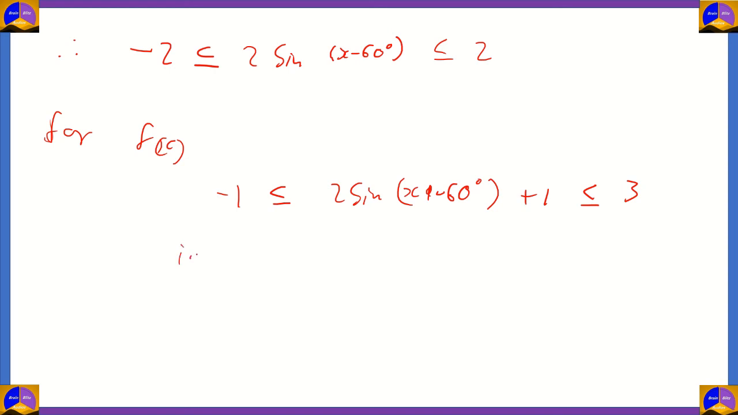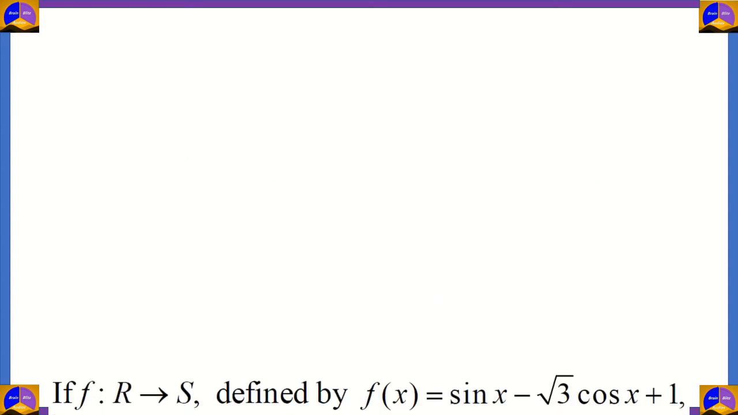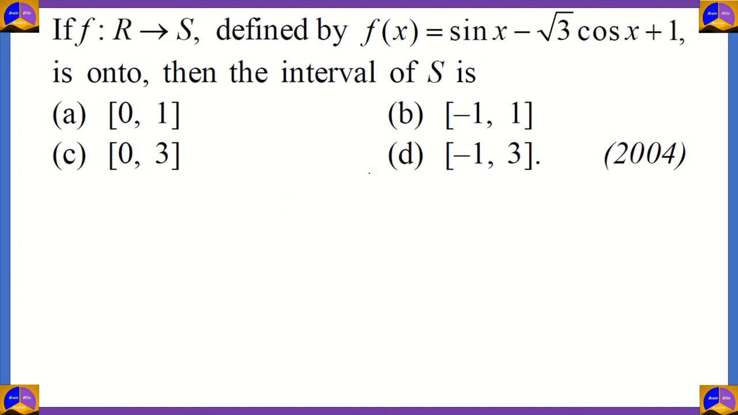So the interval can be written down as closed interval minus 1 to 3, because it can be equal to minus 1 or equal to 3. So therefore, both these edges are also included. So this is a closed interval. So therefore, you can write option D, closed interval minus 1 to 3, as the correct option for this question, which is asked in 2004.